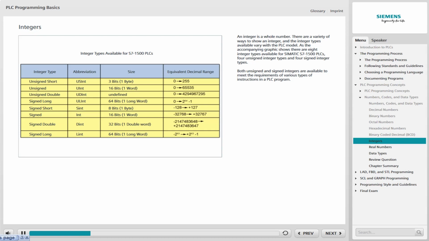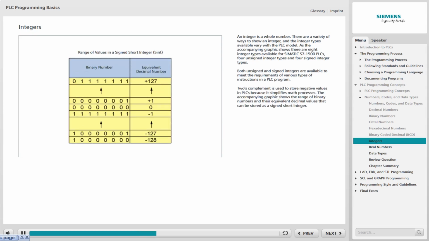4 signed integer types. Both unsigned and signed integers are available to meet the requirements of various types of instructions in a PLC program. Integer types of varying length are available so that only the amount of memory needed is used. In other words, why use 64 bits to store a number when only 8 or 16 bits are required?